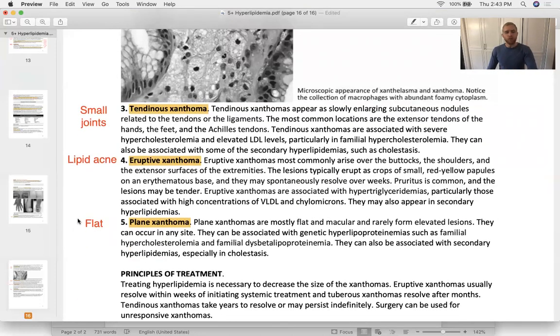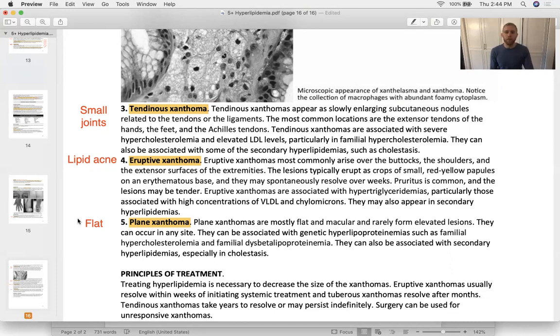You have eruptive xanthomas, which basically look like lipid acne. And then you have plain xanthomas, which are macular, meaning that they are flat. And macular is a fantastic doctor word to be able to throw out in any given conversation. You know, hey, what's this look like to you? Macular. It makes you sound 10 times smarter. So that's what a plain xanthoma is.